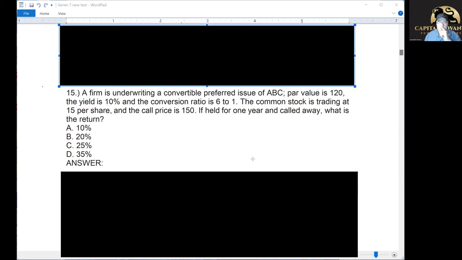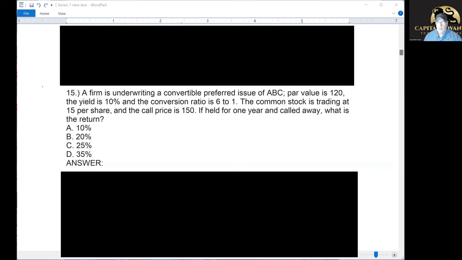The first thing we have to do is it's going to be called at 150. But if we convert, we're going to do 6, that's the ratio, 6 times where the stock is trading at 15. So 6 times 15 equals 90. So I'd rather let it be called. So I'm going to accept the 150 call. I'm going to tender the call. So that makes it good.